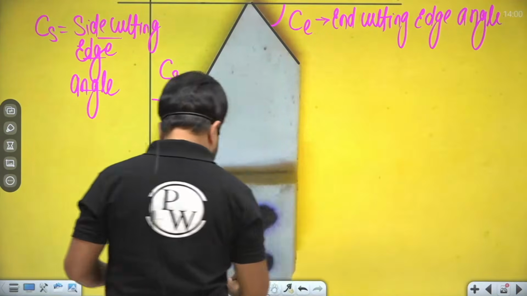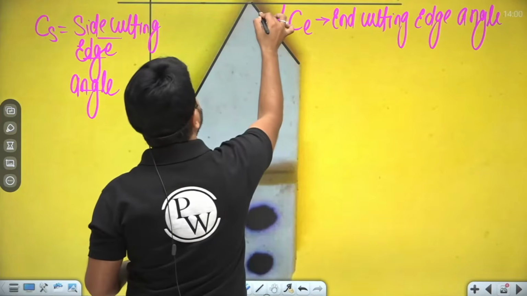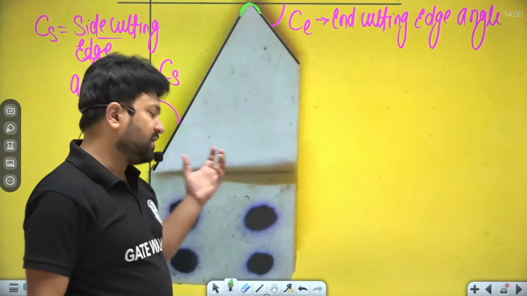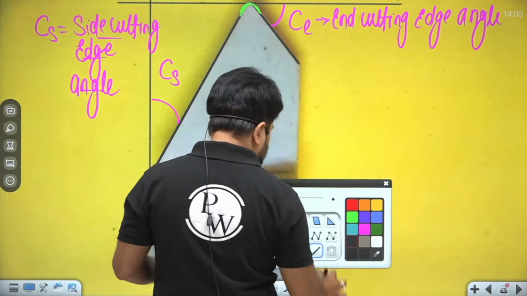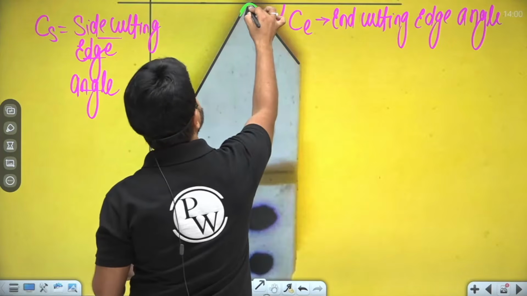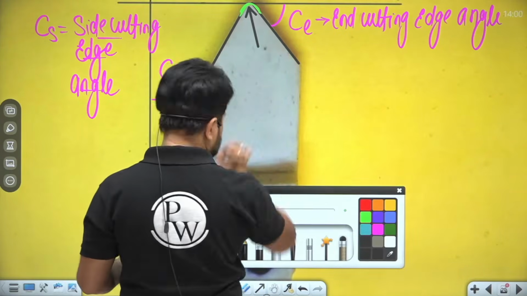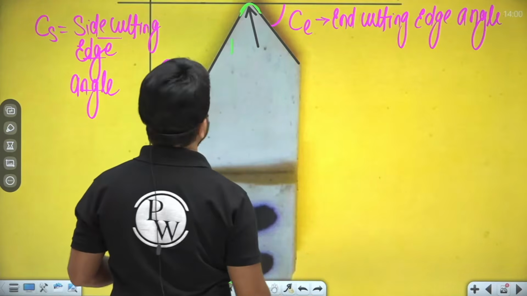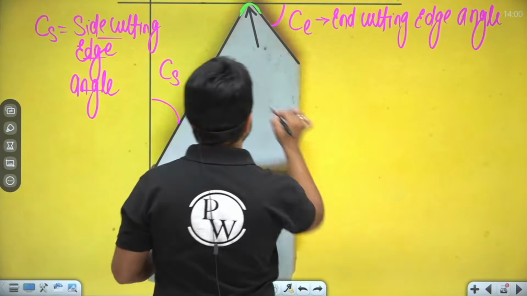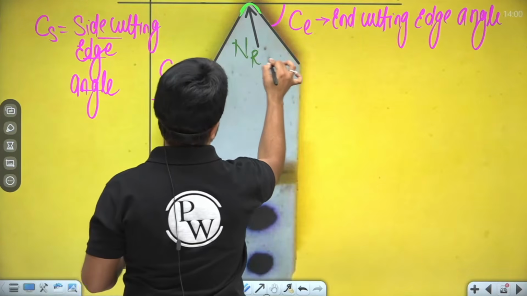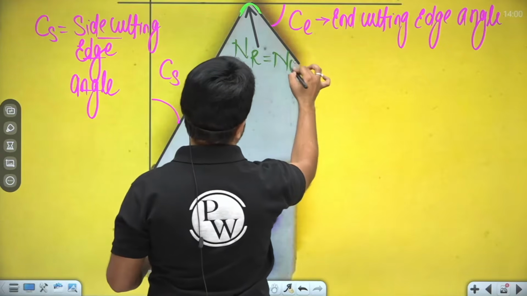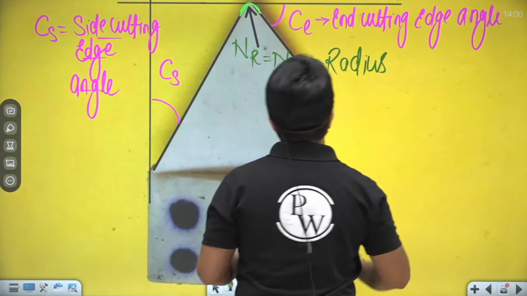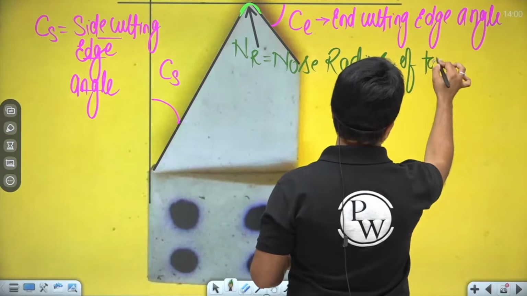Now see the next one, that is the tip of the tool. We call this the nose of the tool. This nose has some radius, that is called the nose radius. NR is the nose radius of the tool.